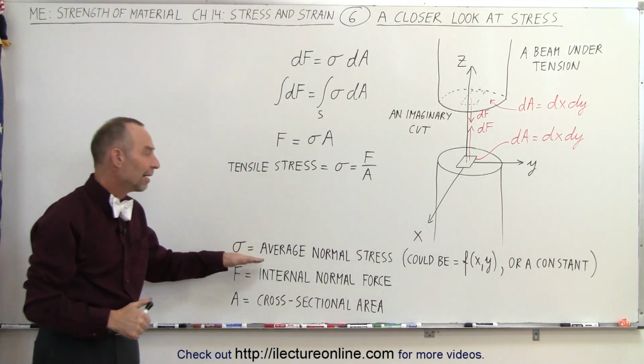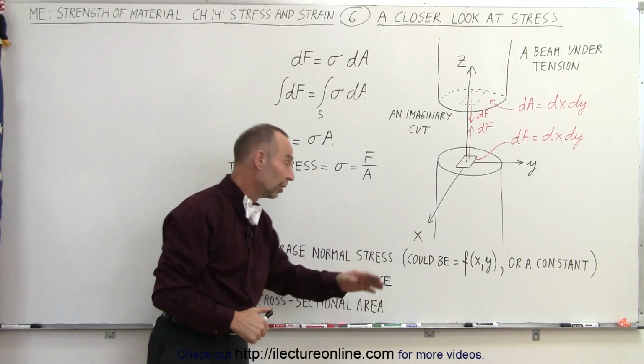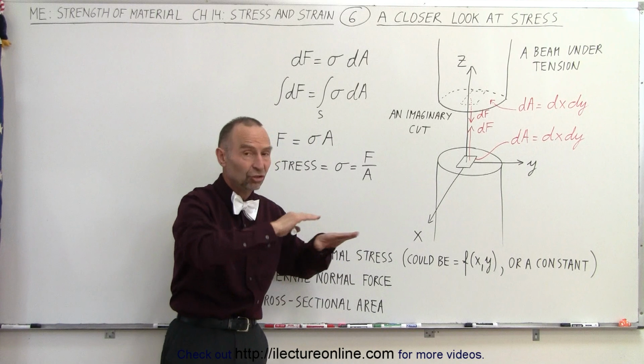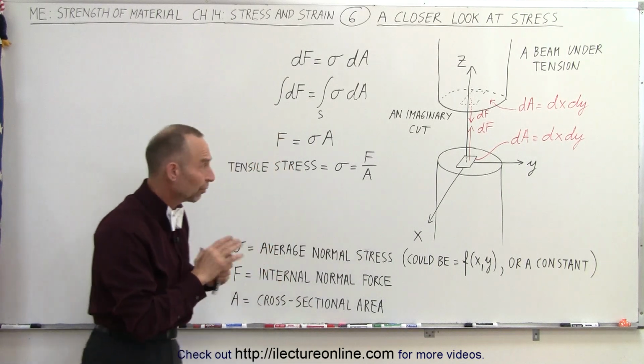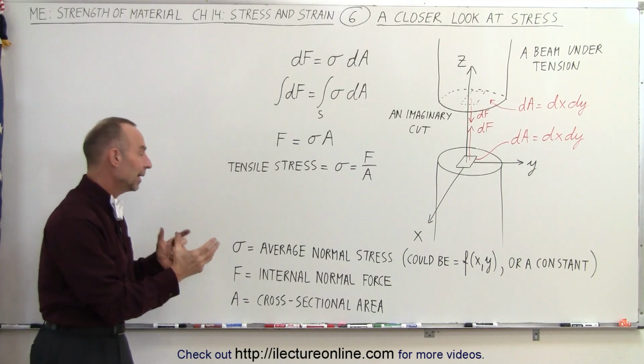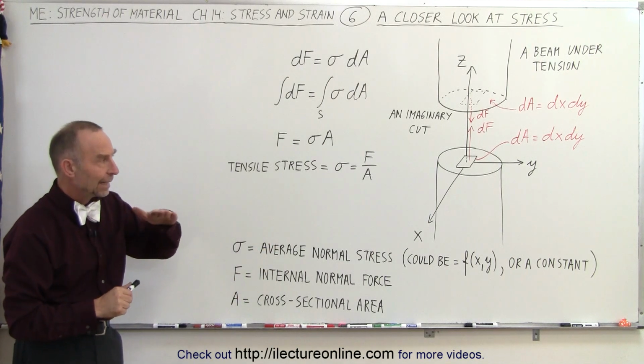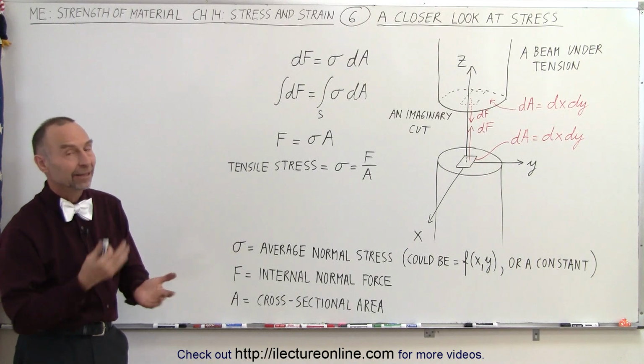And again, the average normal stress depends: if it's a constant, that will be a single number, or it could be a function that changes in terms of positions x and y. And then if we integrate over that, we get what we call the average normal stress within that material at a particular cut. And that is how it's done.